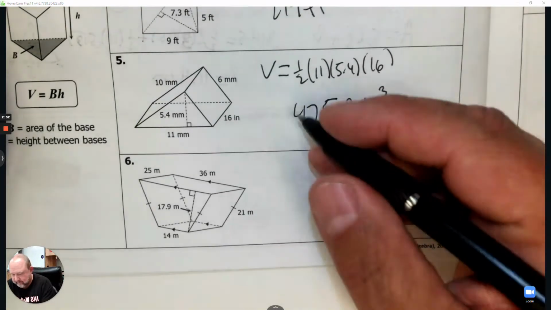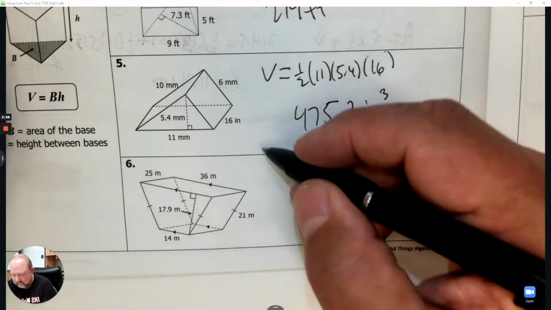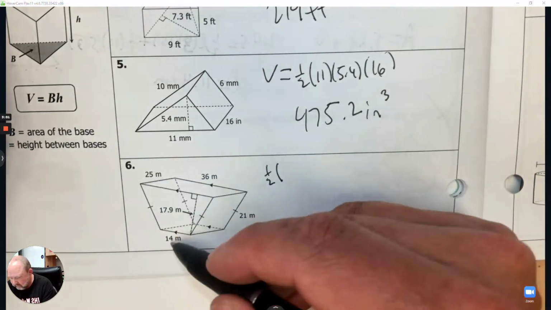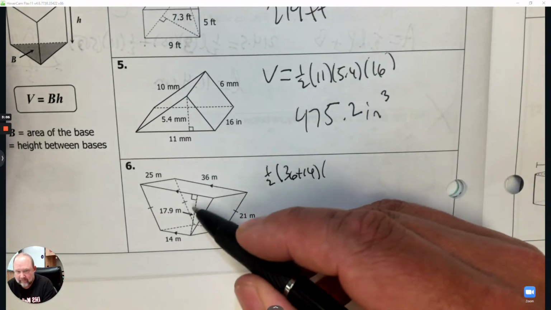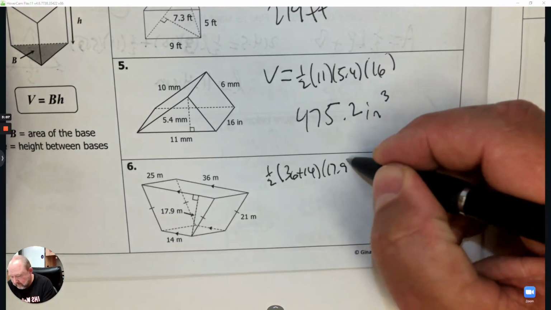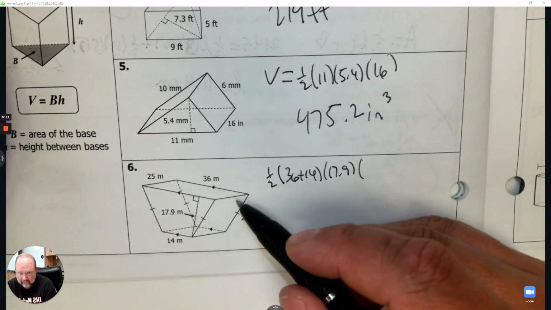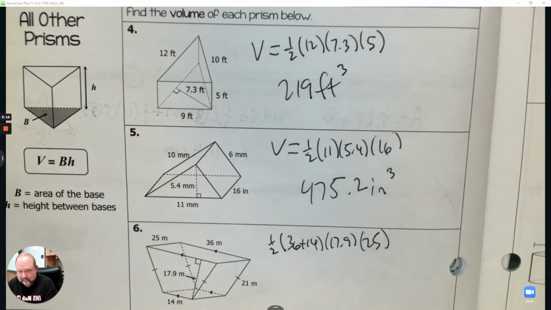Trapezoidal prism. So the trapezoid is the shape that's not a rectangle. That gives me the base. So that's 1/2. We add the two bases, so it's 36 and 14. We're going to add them. And then the height of the trapezoid is 17.9. And then we multiply by the distance between the two bases, or the height. So that's 25. And then multiply it together.